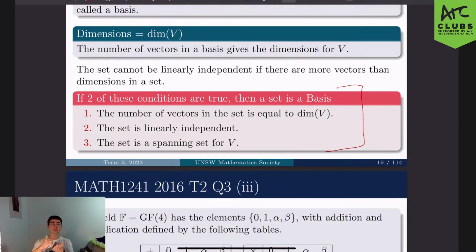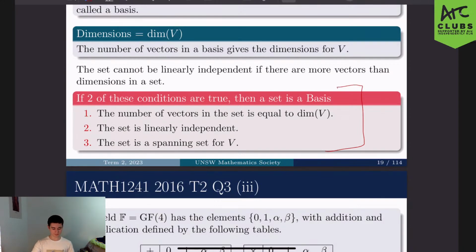So we know that a basis is a spanning set, and a basis has the number of vectors equal to the dimension of V. So if we have these 2 things, it must be linearly independent, and so on for any 2. Any 2 implies the third. And that's just it for a basis. We're happy with that. We understand it.